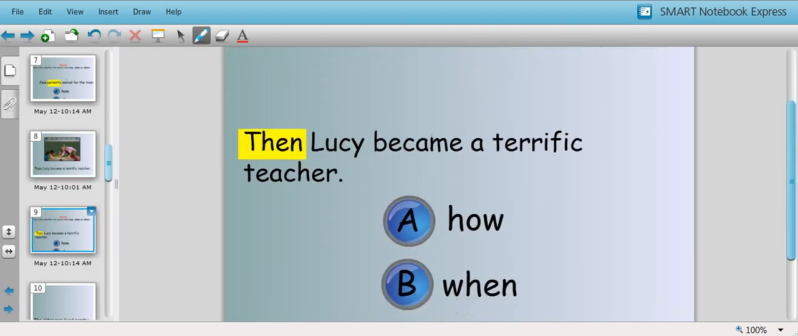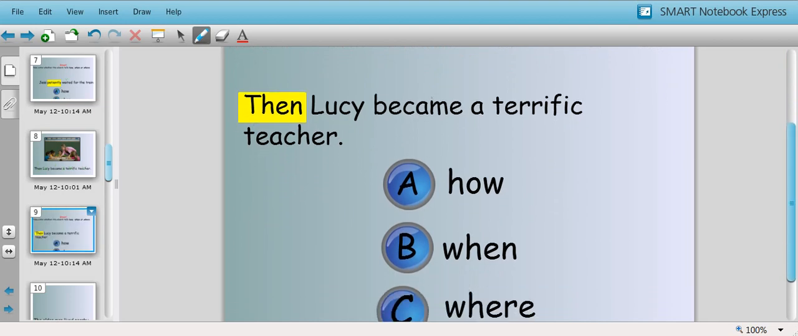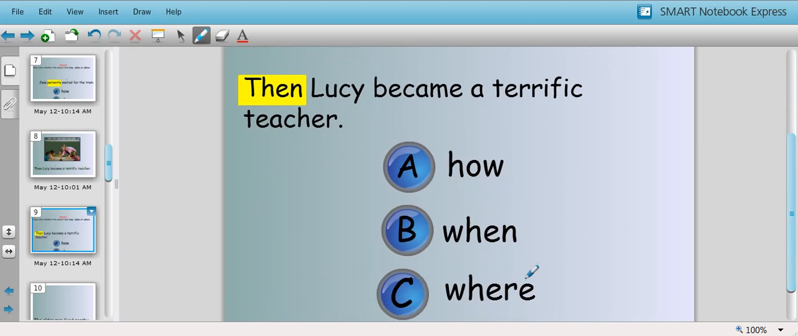So, now that we've identified our adverb, we know this because it either tells us how, when, or where. So, does then tell us how she became a terrific teacher? No, it does not. But does it tell us when she became a terrific teacher? Yes, it does. When did she? Then. Then she became a terrific teacher.